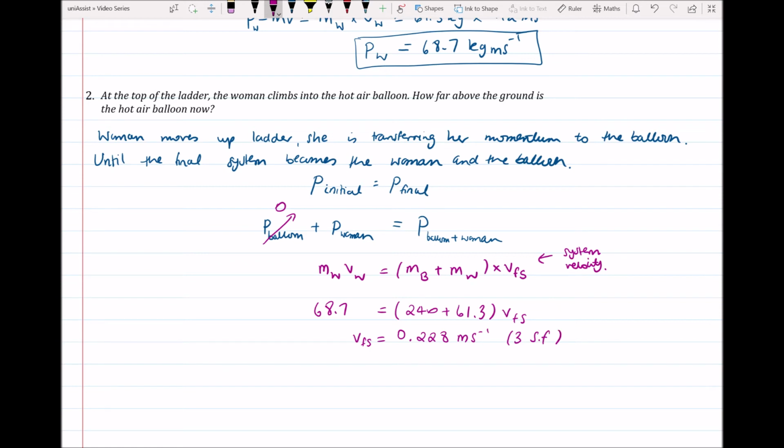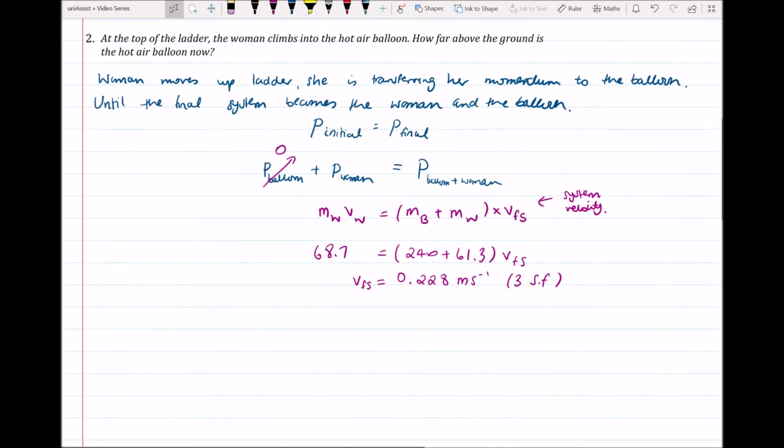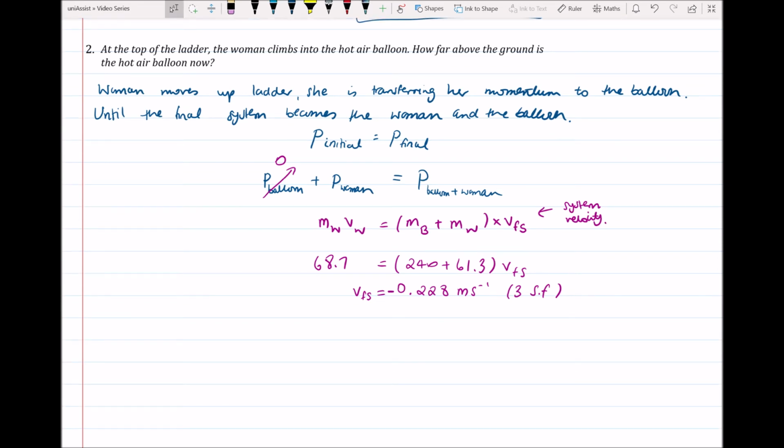We can also look at this velocity intuitively. As the woman is going up the ladder, the balloon's velocity is going to go down. Because we defined the up direction to be our positive y direction, this is a negative velocity as the woman is transferring her momentum to the balloon. So this Vfs will be negative 0.228 meters per second. Now back to the original question, it's asking how far above the ground the hot air balloon is after the woman has traveled up the ladder.